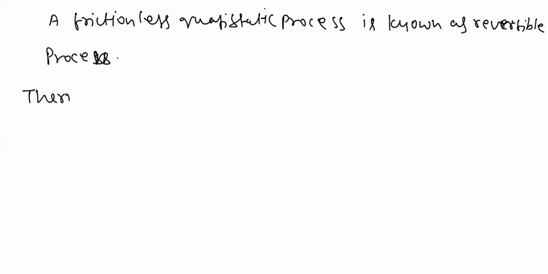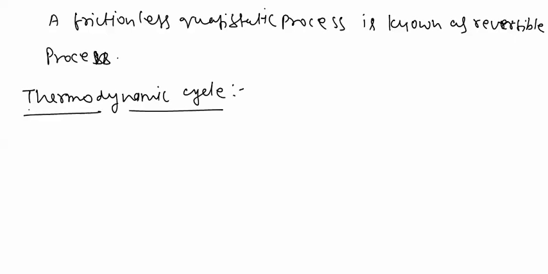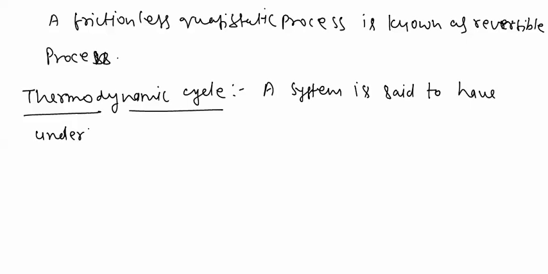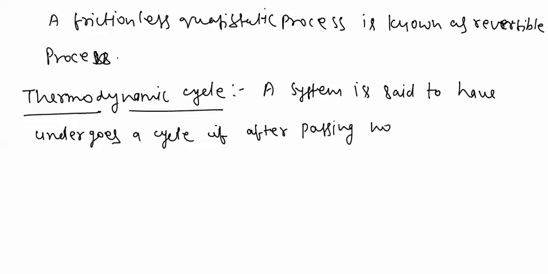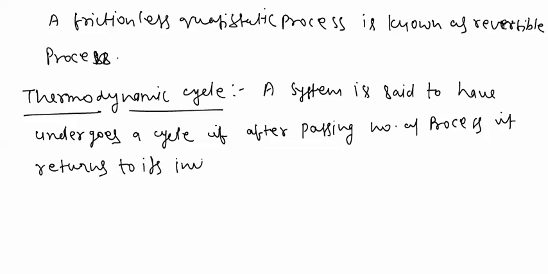Then the thermodynamic cycle. A system is said to undergo a cycle if, after passing a number of processes, it returns to its initial state.